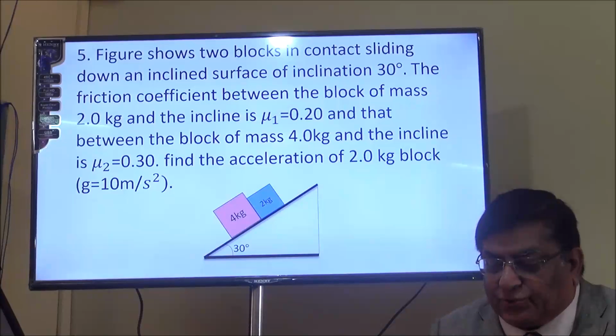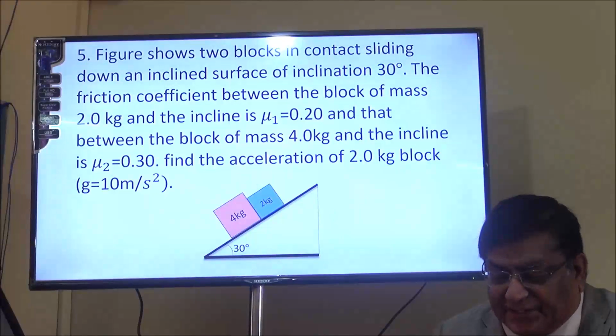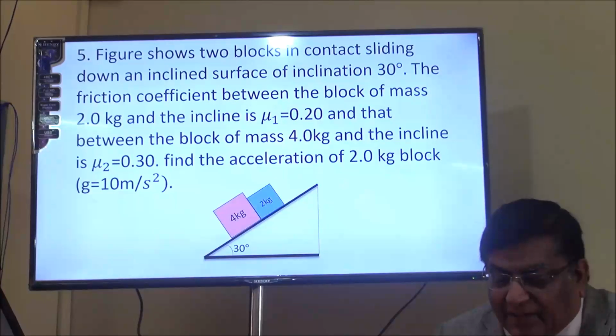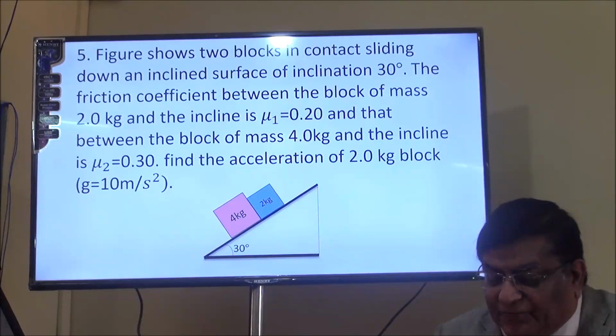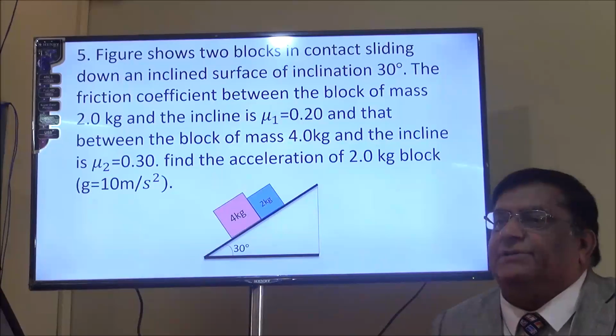This figure shows two blocks in contact sliding down an inclined surface of inclination 30 degrees. The friction coefficient between the block of mass 2 kg and the incline is mu1, and between the block of mass 4 kg and the incline is mu2, which is equal to 0.3. Find the acceleration of the 2 kg block.